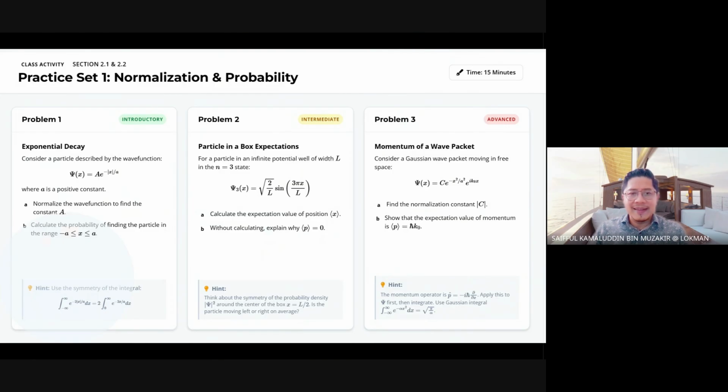Right? Later I will ask you. I will ask you during Friday as well. Right? Try to solve these equations. The normalization constant is already there. Try to have a feel.